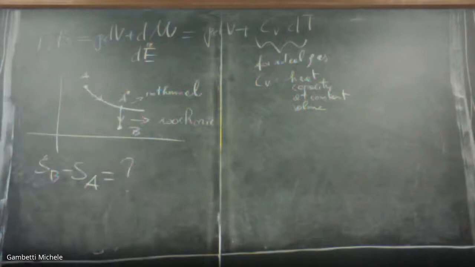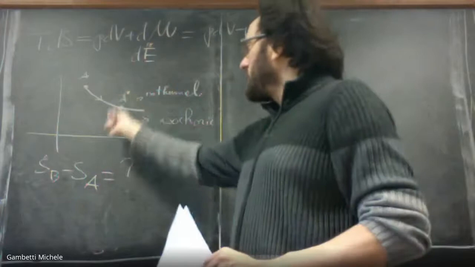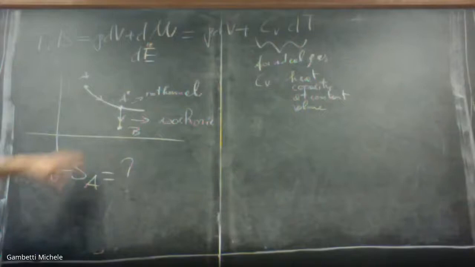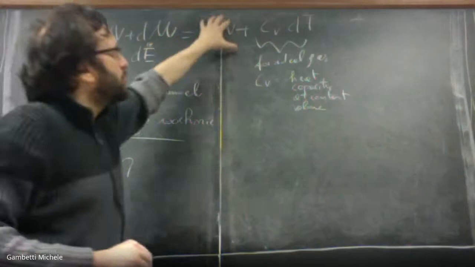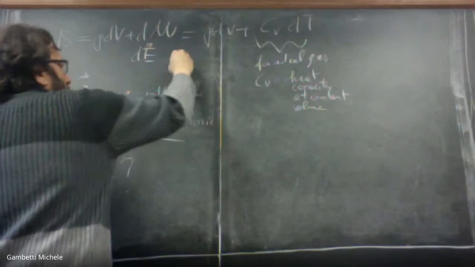So you can do the calculation by following, for instance, this isochoric, in which you go from A star to B following a line of constant V. So why am I making this choice? In the first case, from A to A star, this is an isothermal, and since this is an isothermal, we just have the contribution from this term. Okay, so here, we just need to consider PdV.